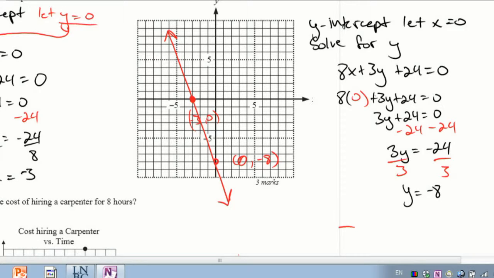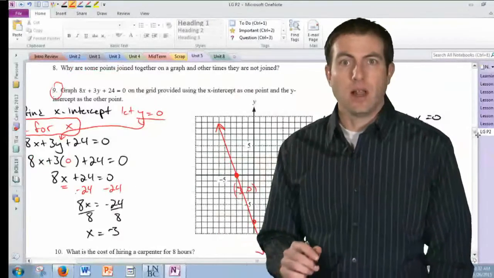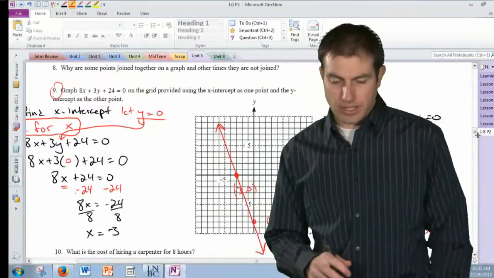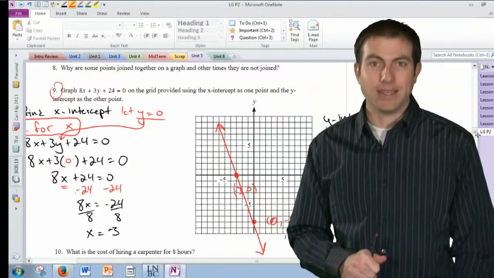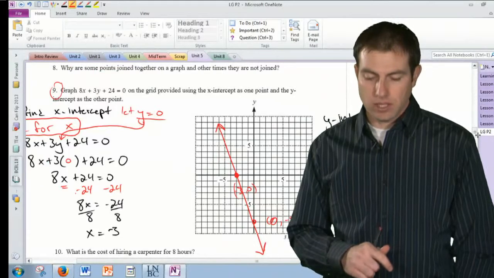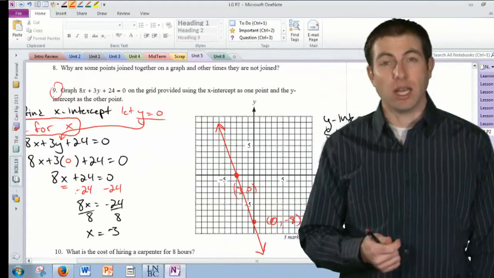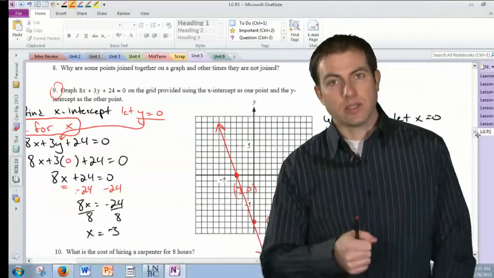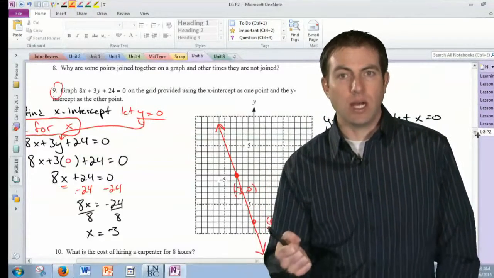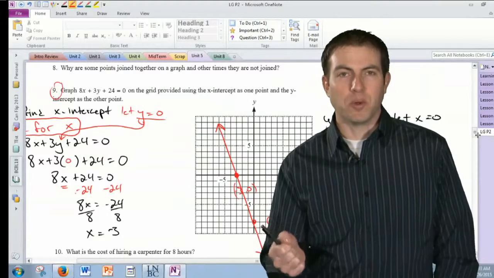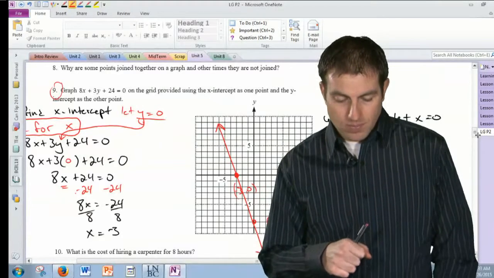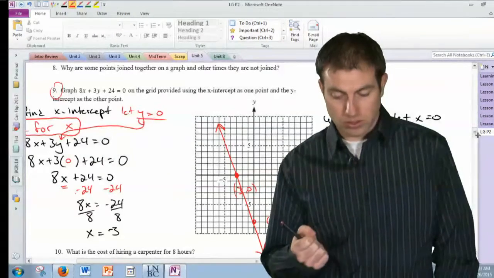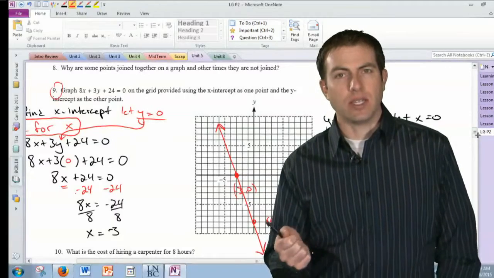All right, so for those of you who are just joining us, we just did question number 9 from the learning guide, the second half, asking to plot a line using the intercepts. So when we want to find the x-intercept, we make y equal to 0 and solve for x. When we want to find the other intercept, we make x equal to 0 and solve for y. And that's how we find the intercepts.